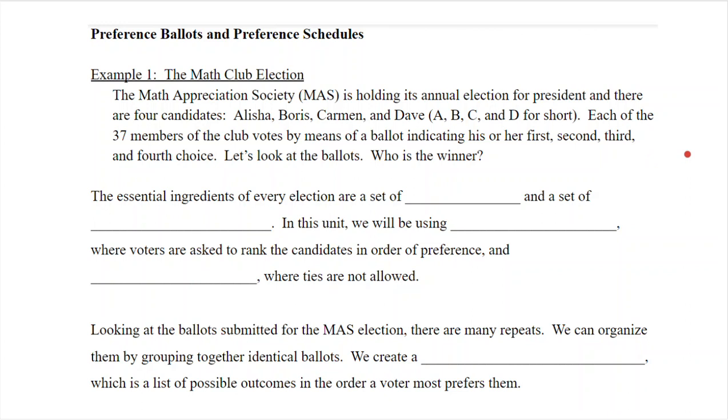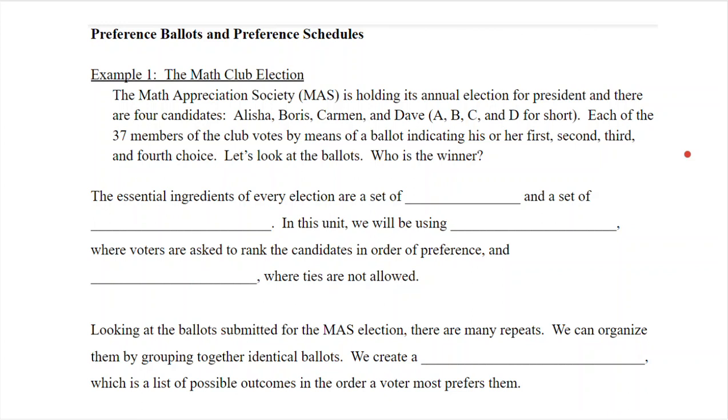So first, let's look at the Math Appreciation Society, which is holding its annual election for president, and there are 4 candidates: Alicia, Boris, Carmen, and Dave. We're going to abbreviate them A, B, C, and D. Each of the 37 members of the club votes by means of a ballot indicating his or her first, second, third, and fourth choice. So we're going to look at these ballots to determine the winner.